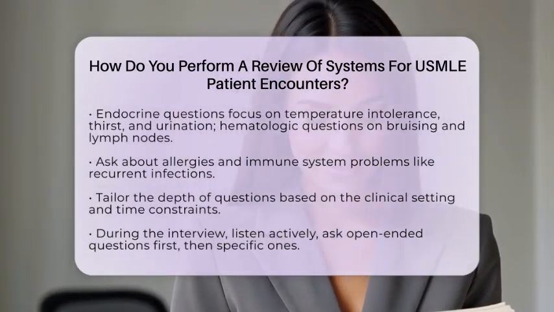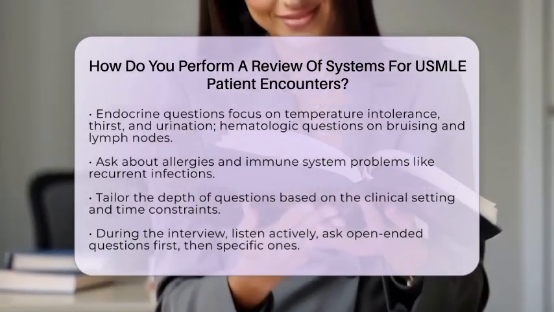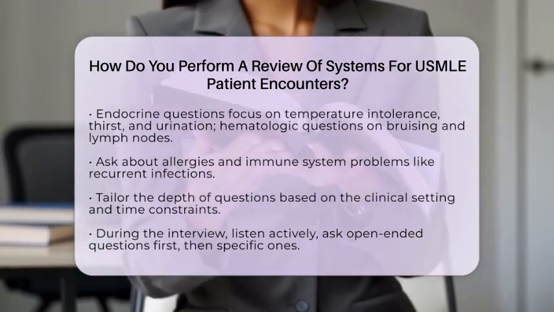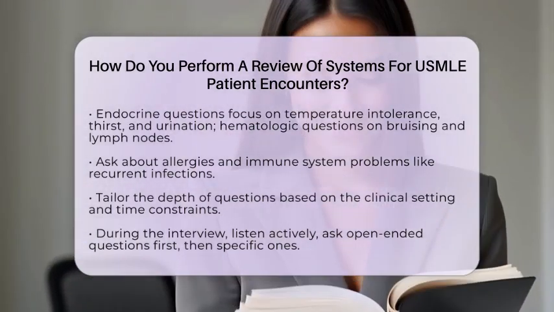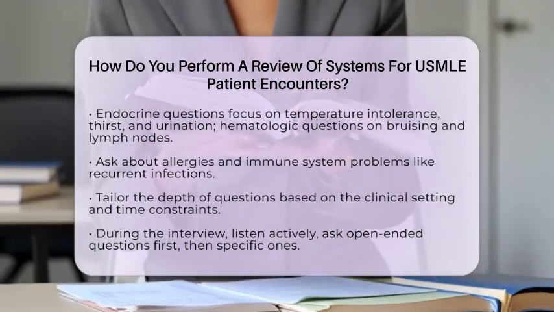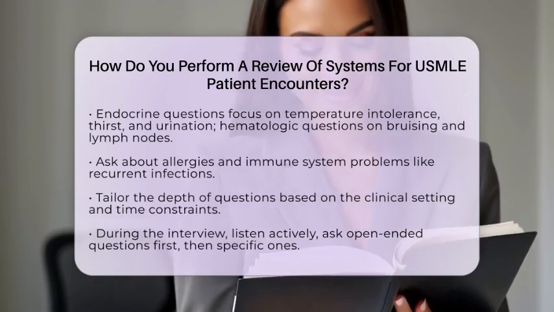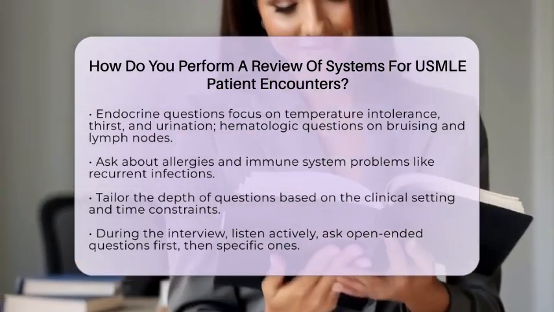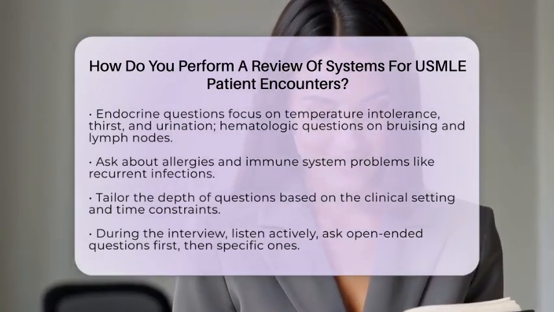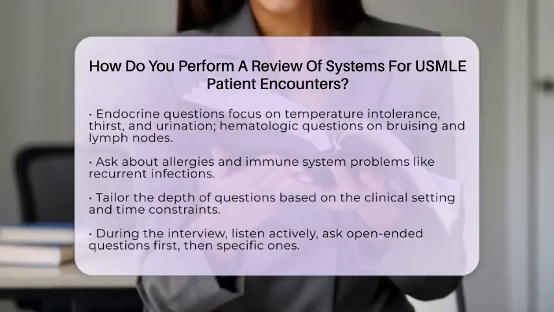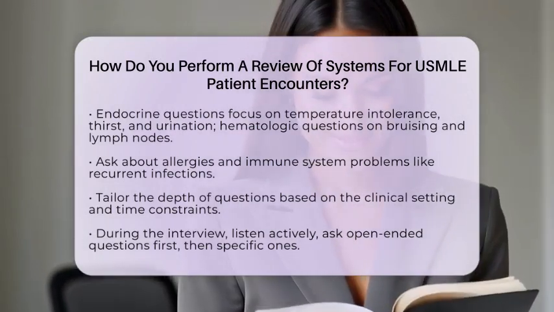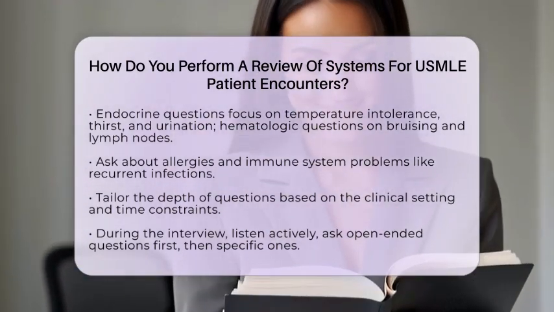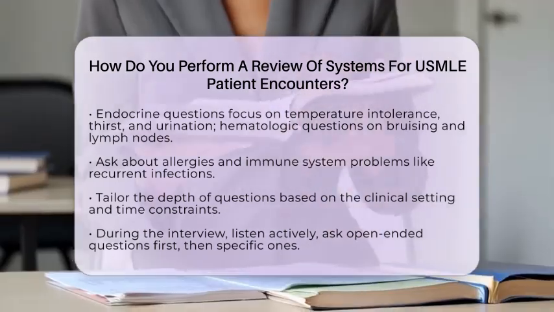Endocrine questions look at temperature intolerance, excessive thirst, or urination. Hematologic or lymphatic questions focus on easy bruising or swollen lymph nodes. Lastly, ask about allergies or immune system issues like recurrent infections. The depth of your questions depends on the situation and time. For the USMLE exams, especially the clinical skills part, a focused review on relevant symptoms is enough. But for a full assessment, a more detailed review can be helpful.